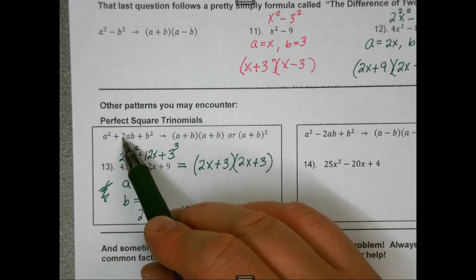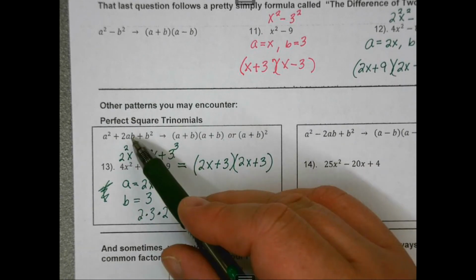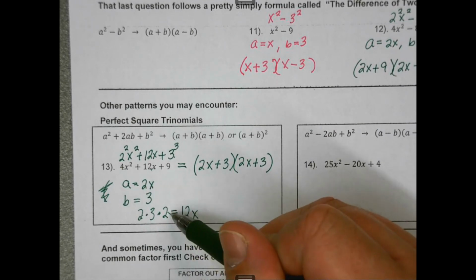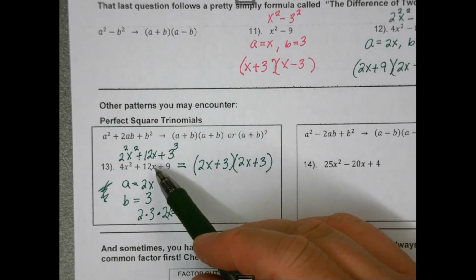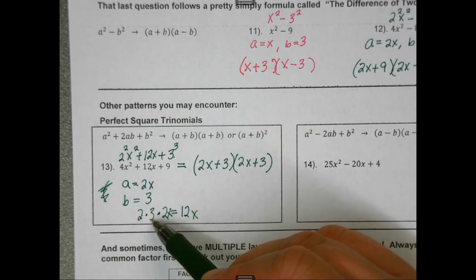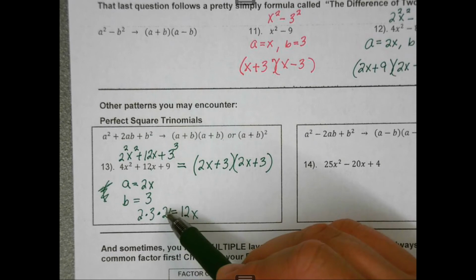I have the 2 times the A, well, my A was actually 2x. I should have put 2x there. And then my B was 3. So 2 times B, which is 3, times A, which is 2x.